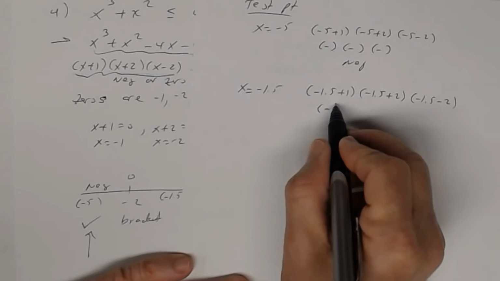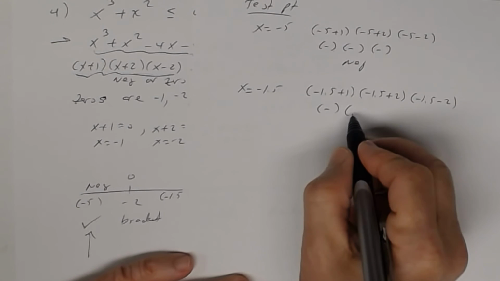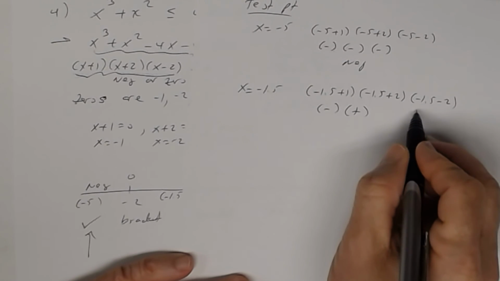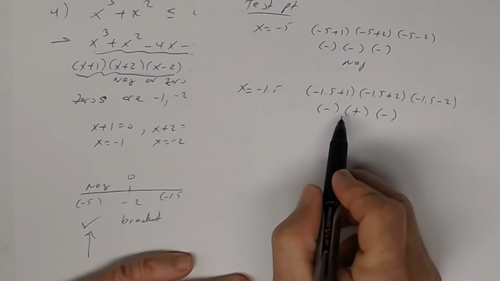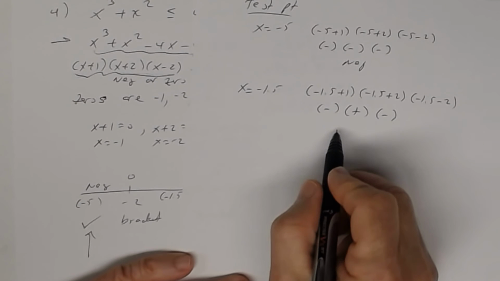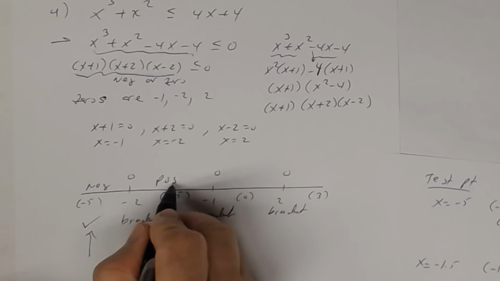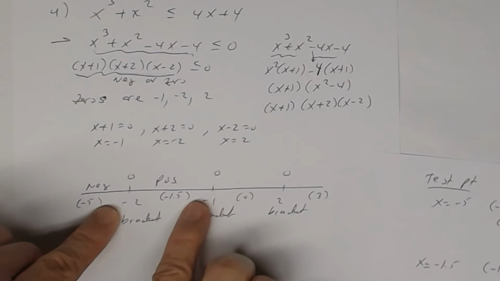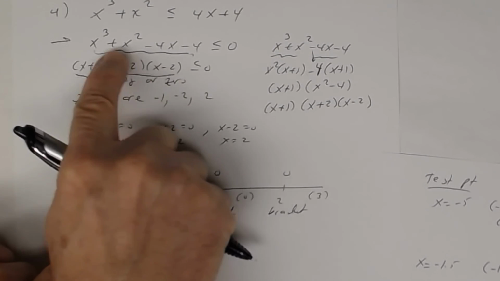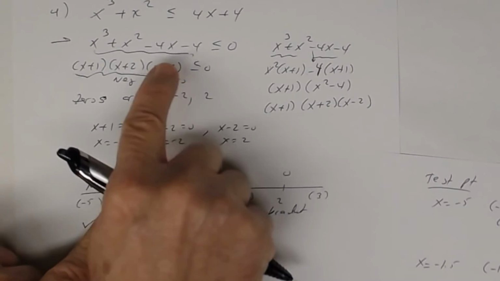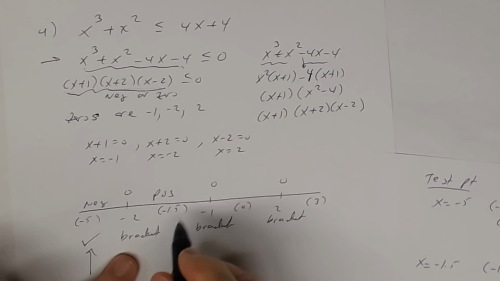-1.5 plus 1 is a negative number. That's -1/2. -1.5 plus 2 is a positive number. That's +1/2. -1.5 minus 2 is -3.5, so that's negative. So a negative times a positive times a negative is a positive. So in that interval from -2 to -1, all of these real numbers will make this left side positive, but that's not what I want. I want it to be negative or 0. So I can't use it.